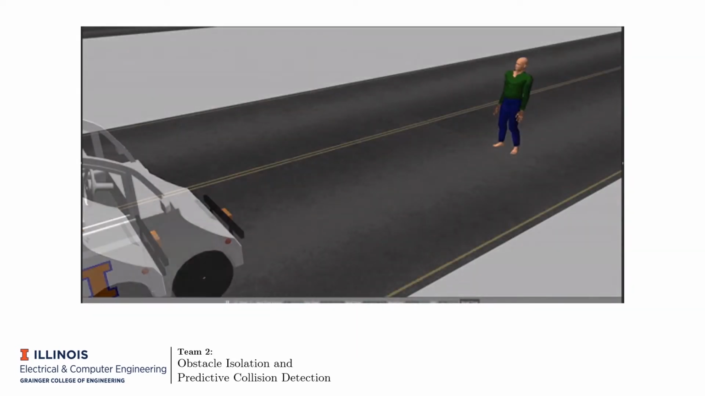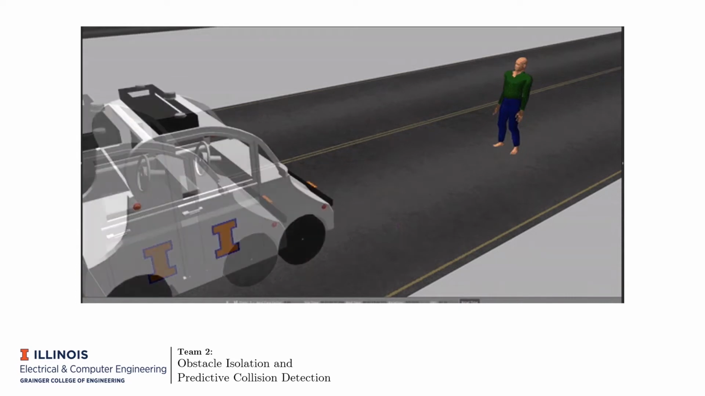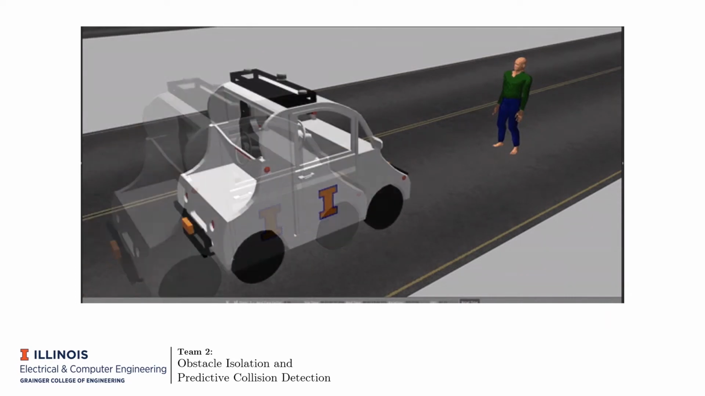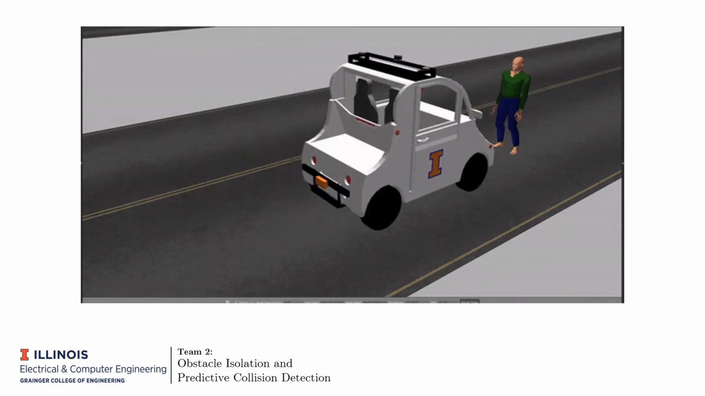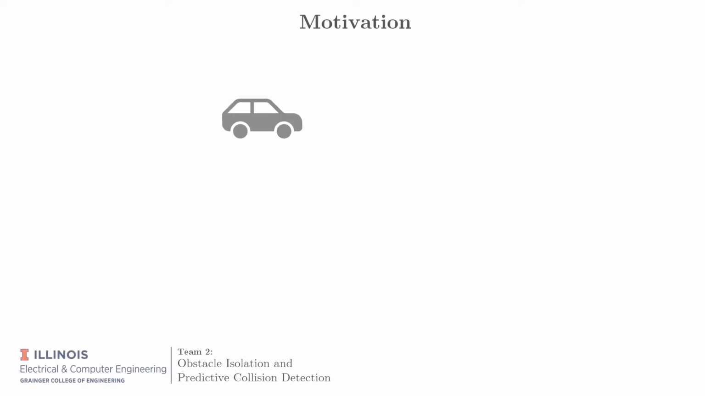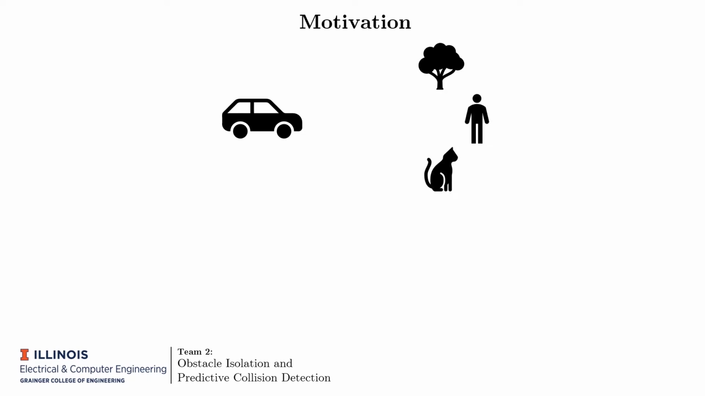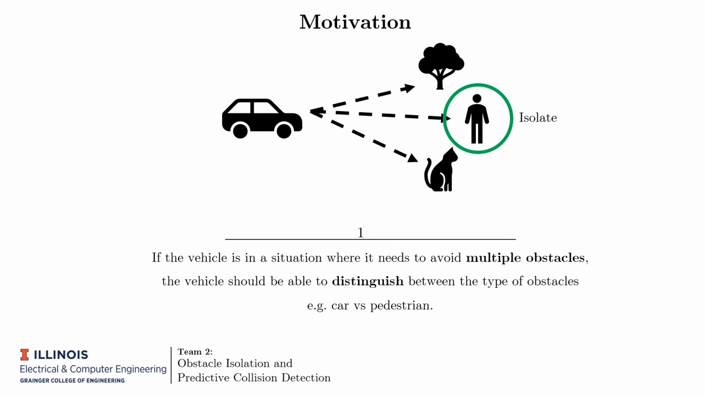Let's consider a scenario where the vehicle needs to make a decision to avoid a collision. What could be at stake here? There could be a pedestrian in the way, and obviously the cars will be in our way, and so forth. And we definitely want the vehicle to make decisions based on the context of the obstacles, rather than blindly avoiding all obstacles the same way. And to do that, we need obstacle isolation, a way to distinguish different obstacles.